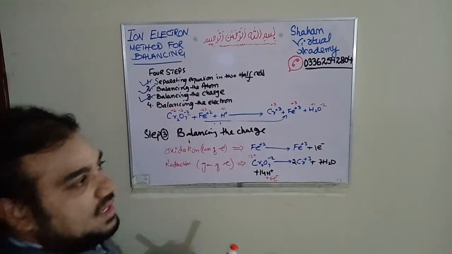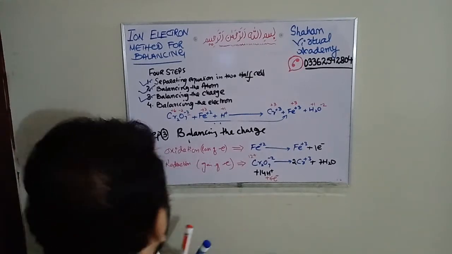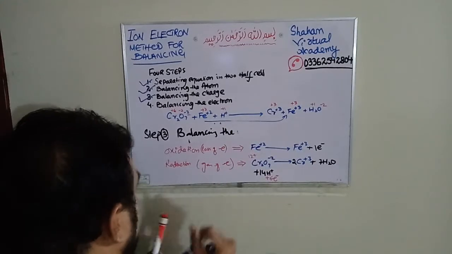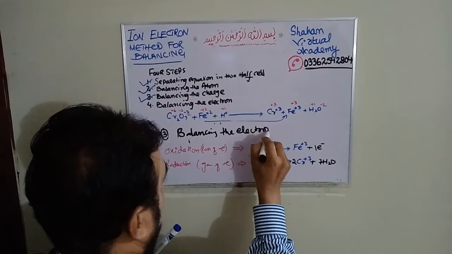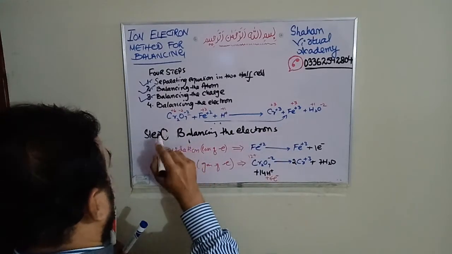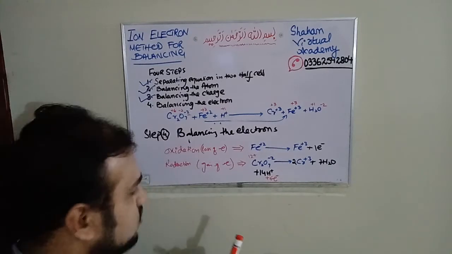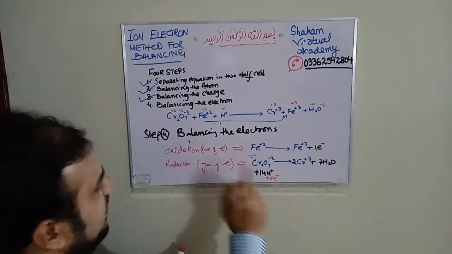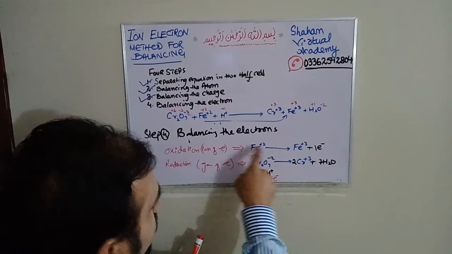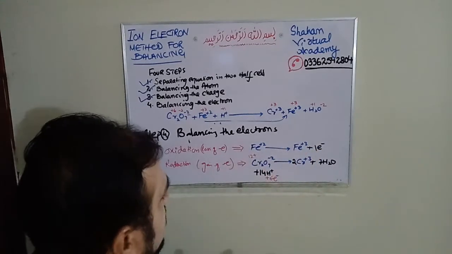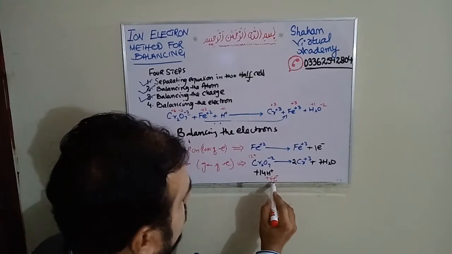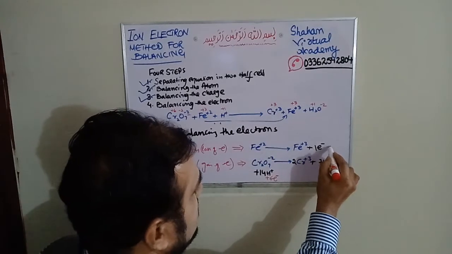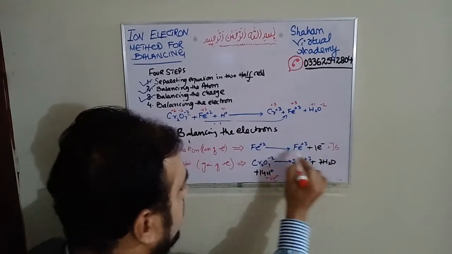The last step of the ion electron method is balancing the electrons. This is the last step, and after that we will sum up both of the cells of this aqueous solution. What we see here in the 4th step, balancing the electrons: there are 6 electrons in one equation and only 1 electron in the other. So when we multiply it with 6, how does it become?